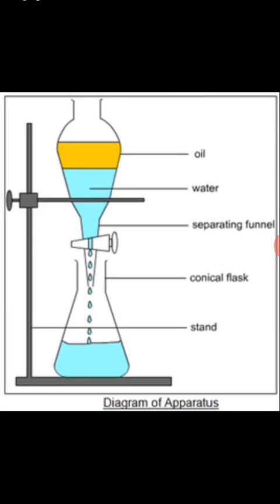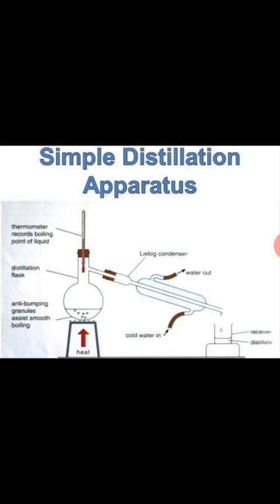So lastly, let's look at simple distillation, the use of simple distillation to separate a mixture. Simple distillation is used to separate a mixture based on boiling point. That is, if we have a mixture of ethanol and water together, they are miscible liquids. Now we are dealing with miscible liquids. Ethanol and water will mix together. So there is a way we can separate them.